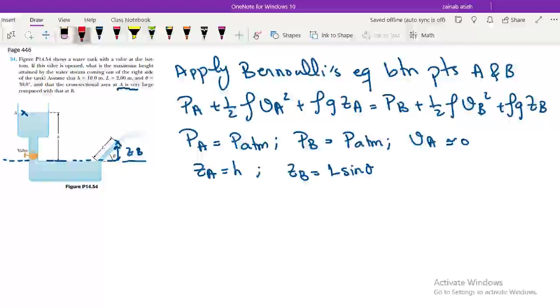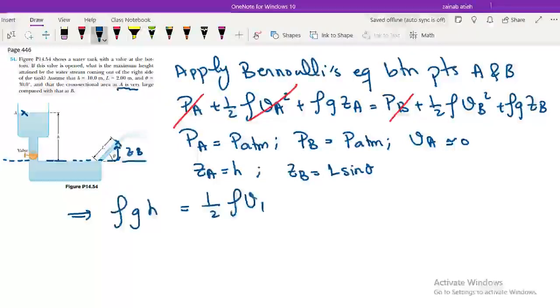Now I will remove VA. PA and PB will be cancelled because both of them are P atmospheric. I will substitute in Bernoulli's equation. I will get rho g h, substituting for rho g ZA, equal to half rho VB squared plus rho g ZB, and ZB was L sine theta, so rho g L sine theta.